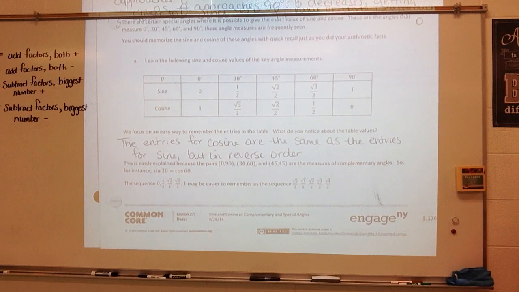This is easily explained because the pairs 0 and 90, 30 and 60, and 45 and 45 are the measures of complementary angles. So for instance, the sine of 30 is equal to the cosine of 60. The sequence 0, 1/2, square root of 2 over 2, square root of 3 over 2, and 1 may be easier to remember as the sequence square root of 0 over 2, square root of 1 over 2, square root of 2 over 2, square root of 3 over 2, and square root of 4 over 2.